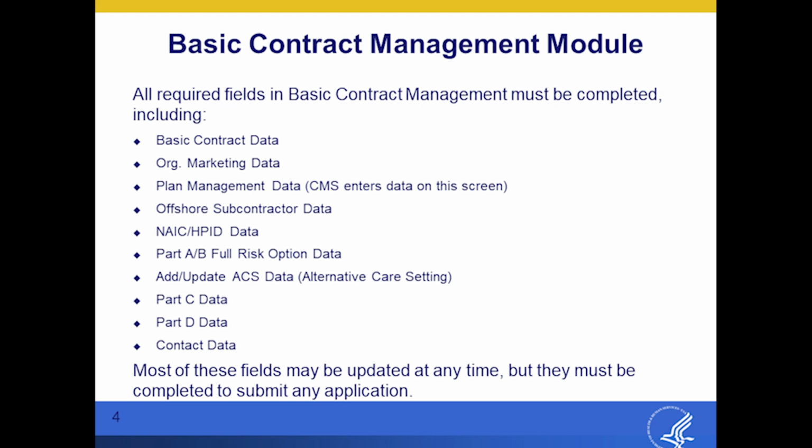Basic Contract Data. Organization Marketing Data. Plan Management Data. CMS enters data on this screen. Offshore Subcontractor Data. NAIC HPID data, Part AB Full Risk Option data, Add Update ACS data, Alternative Care Setting, Part C data, Part D data, Contact data. Most of these fields may be updated at any time, but must be completed to submit any application.